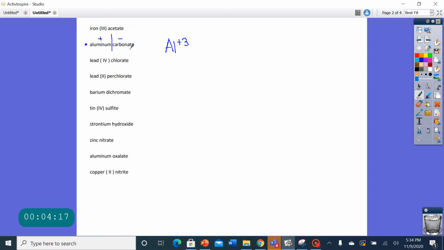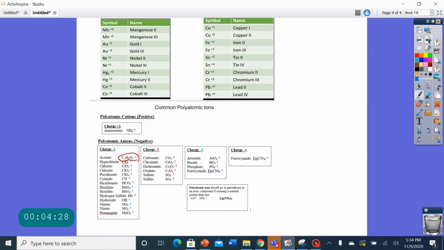And then the carbonate, notice it ends in ATE. So again, this is a concept we learned today. It's going to be a polyatomic ion. So I'm going to look at the ion sheet, look up carbonate, and there it is. Okay, so my formula for that is going to be CO3 -2.